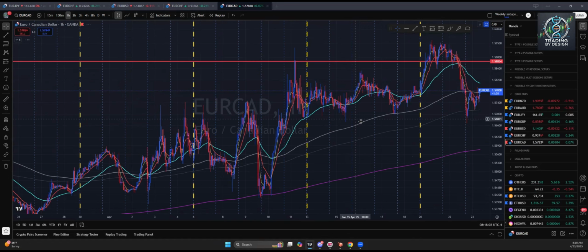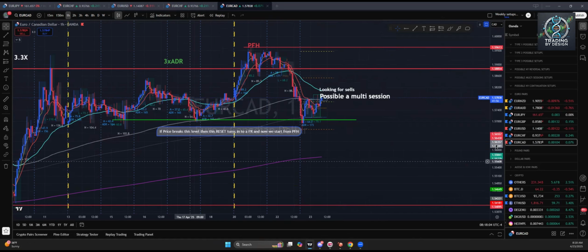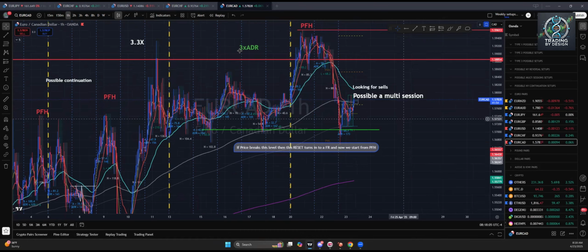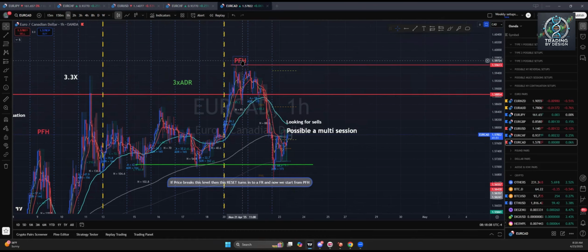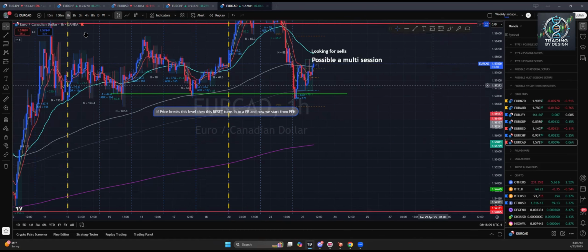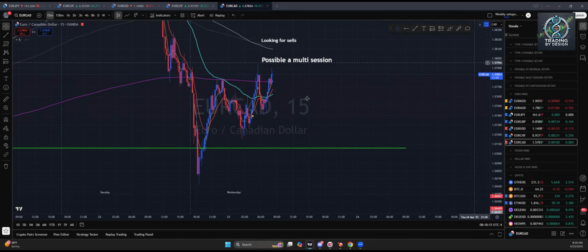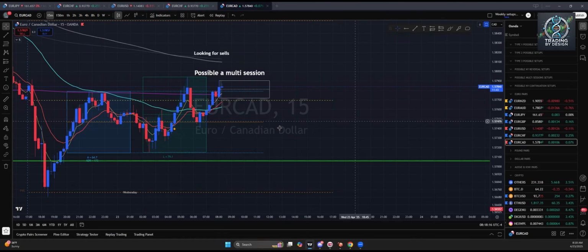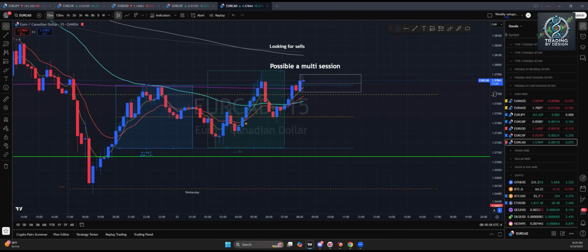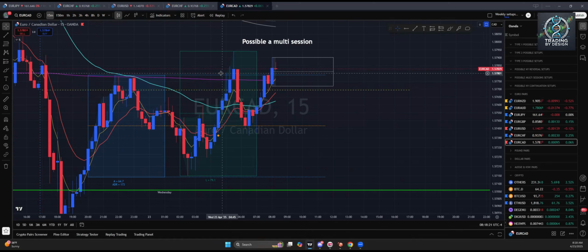Next one we got EuroCAD, already coming from the peak formation high. I am looking for sell setups. So let's see what we got here. All right, I can already see that it's possibly forming a multi-session M.